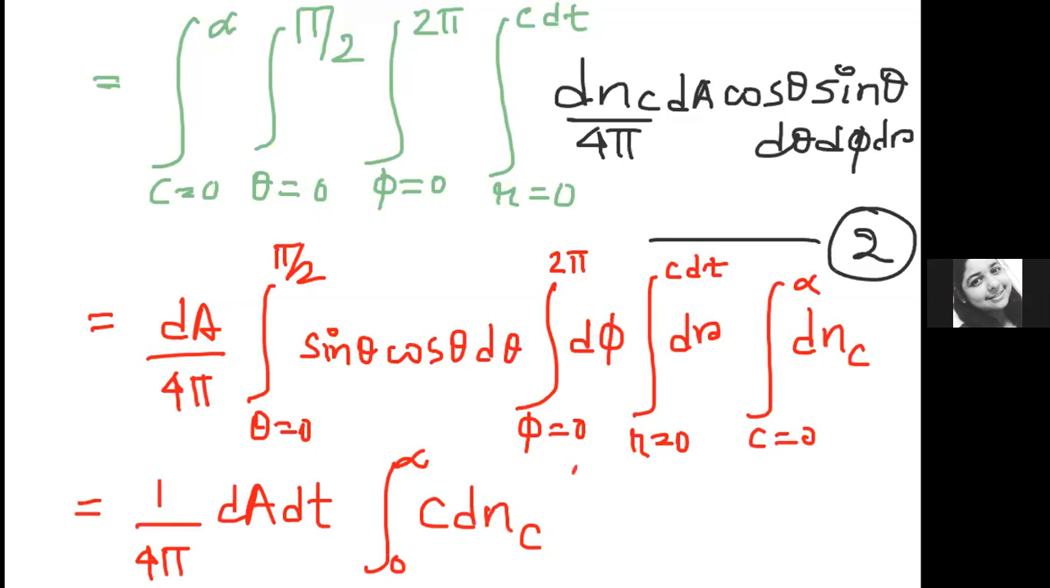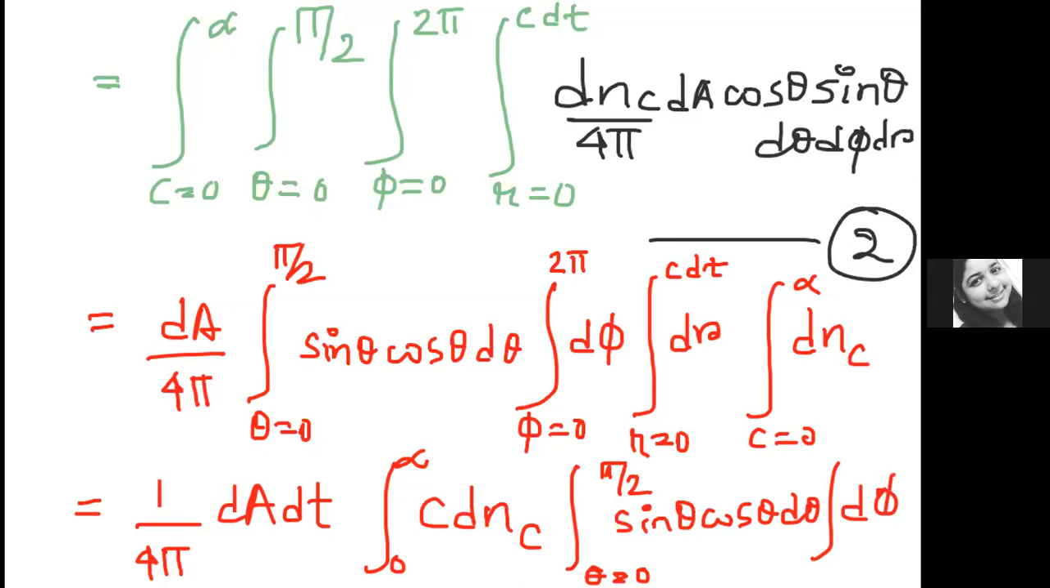Okay, you have theta from 0 to pi by 2, sine theta cos theta d theta, and you have d phi. Do you have any queries up till this portion? Okay, the next part will be to put all the values of the respective integrations over here.